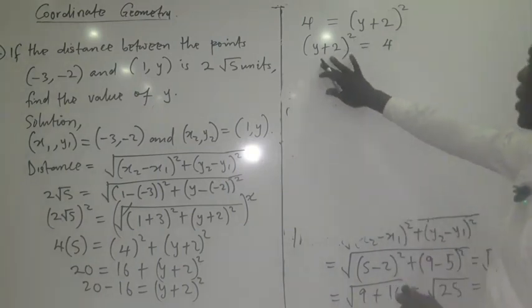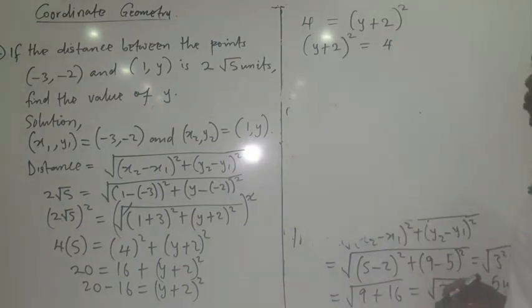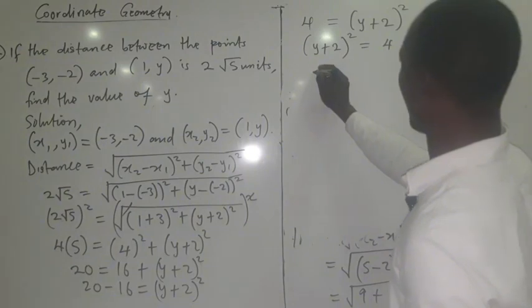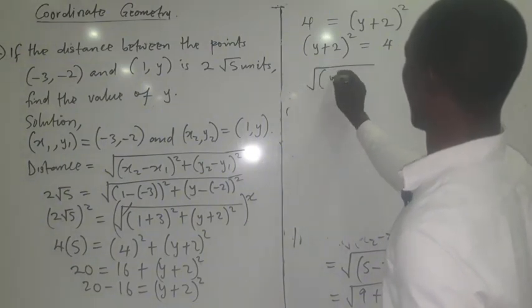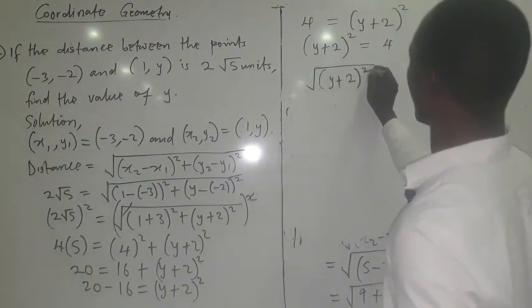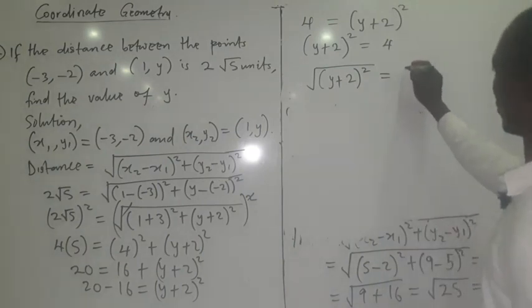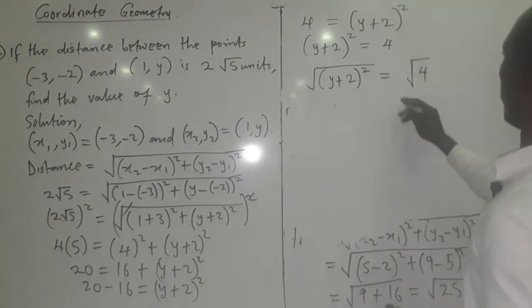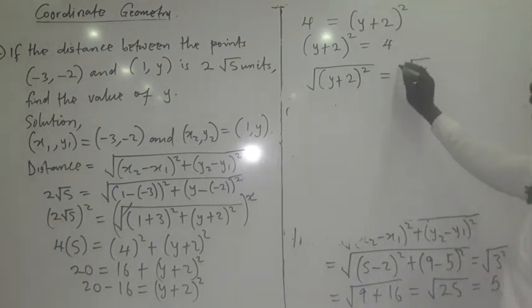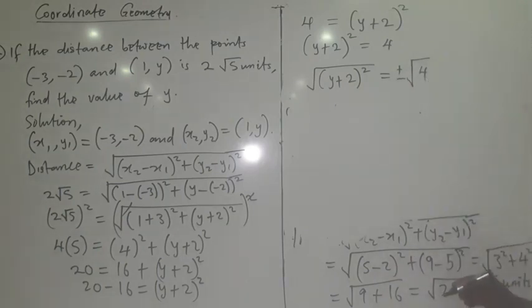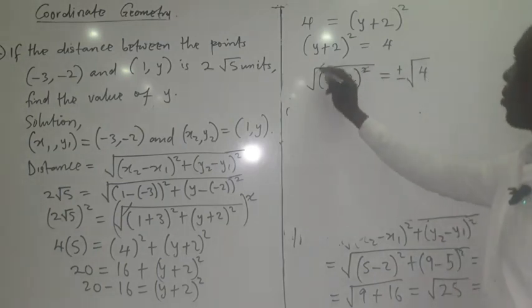To bring this out of the square, we are going to take the square root of both sides. So we have the square root of (y plus 2) all squared equals the square root of 4. And once you take the square root of the constant, you are going to have plus or minus. The power here we call the root.